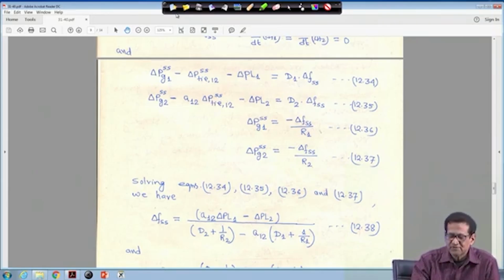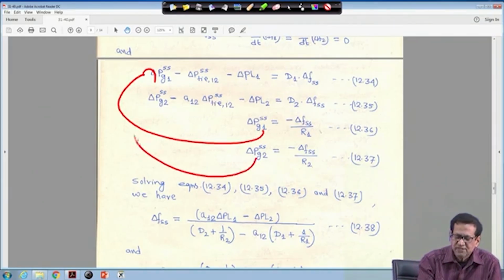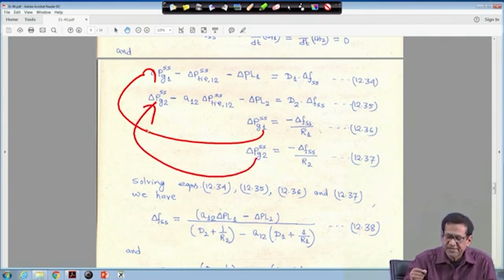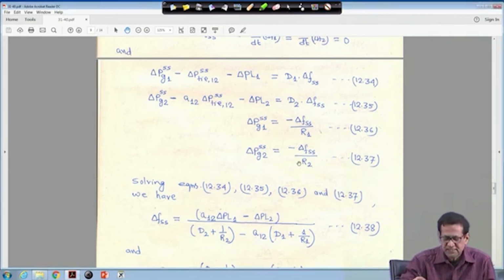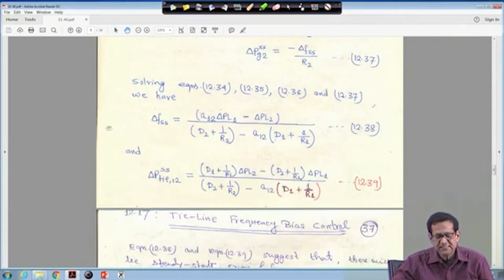Now if you solve this equation for delta F SS and delta P tie 1 to 2 SS, you will get delta F steady state is equal to A12 into delta PL1 minus delta PL2 divided by D2 plus 1 upon R2 minus A12 into D1 plus 1 upon R1. Similarly, delta P tie 1 to 2 SS you will get D1 plus 1 upon R1 delta PL2 minus D2 plus 1 upon R2 delta PL1 divided by D2 plus 1 upon R2 minus A12 D1 plus 1 upon R1.